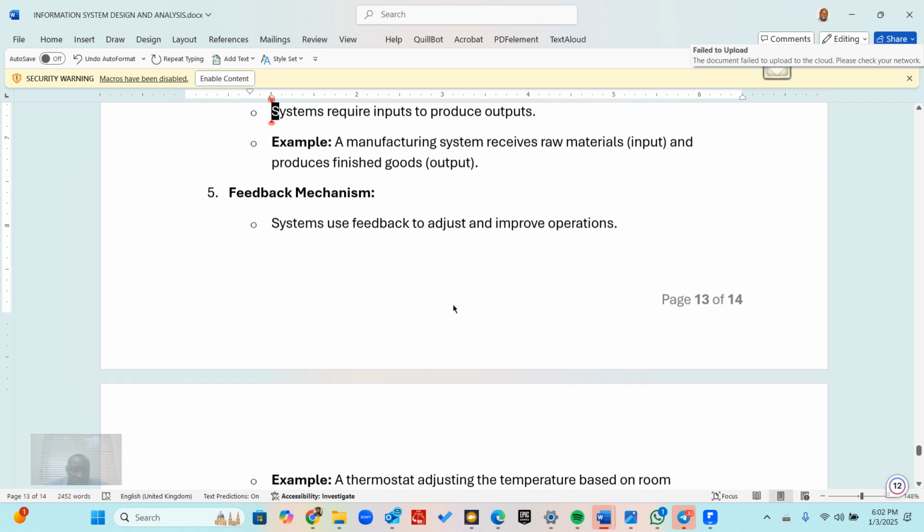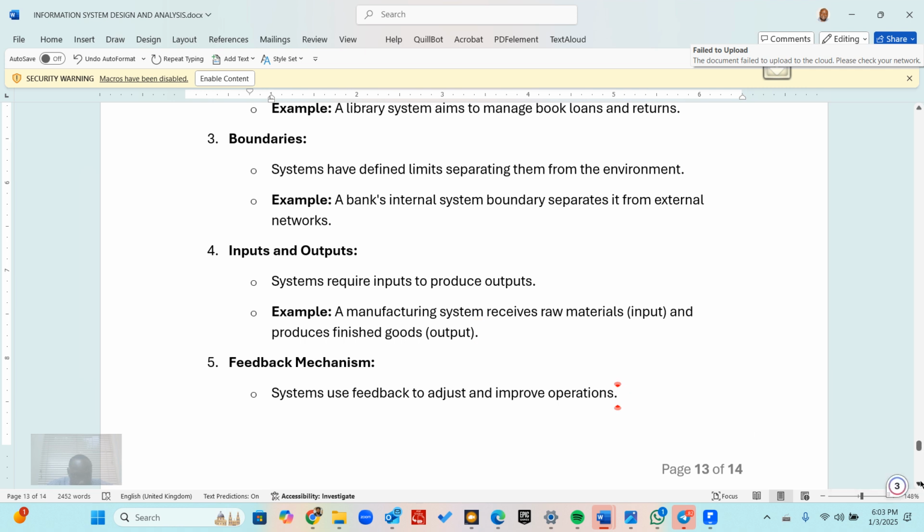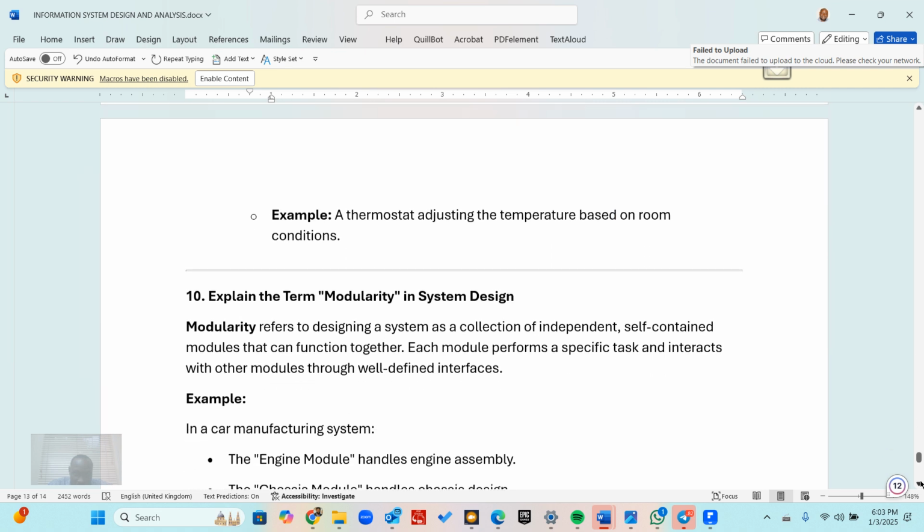Boundaries. Systems have defined limits separating them from the environment. A bank's internal system boundary separates it from external networks. Inputs and outputs. Systems require inputs to produce outputs. A manufacturing system receives raw materials, that's the input, and produces finished goods, which is the output. Feedback mechanism. Systems use feedback mechanisms to adjust and improve their operation. For example, a thermostat adjusting the temperature based on the room condition.